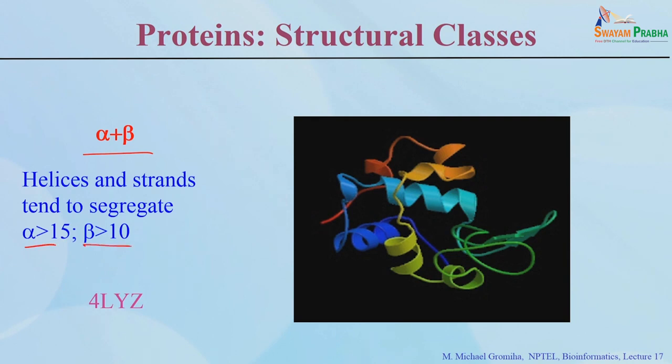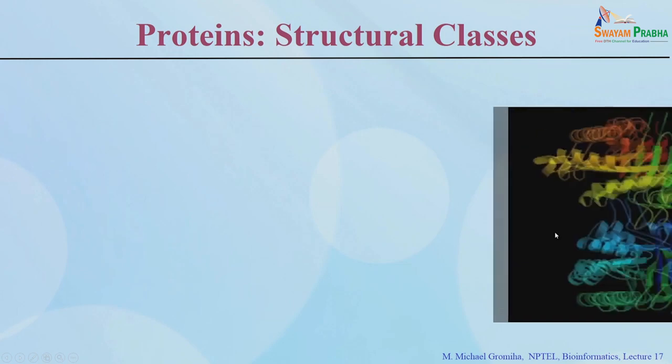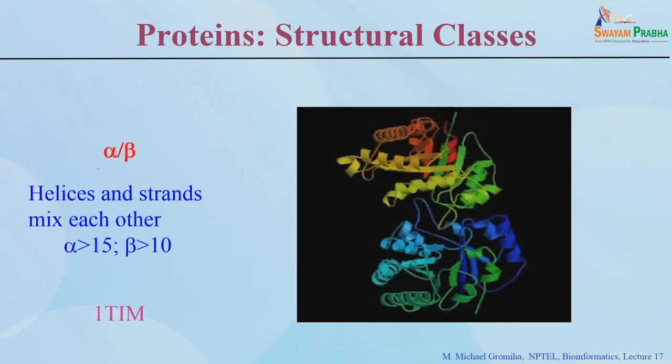And the helices and strands, here you can see the helices and you can see strands, so they are segregated from each other. And this is an example for lysozyme, an example of the alpha plus beta proteins. So, the fourth type of proteins are the alpha by beta proteins. Here also you can see the helices and strands, but they mix with each other.